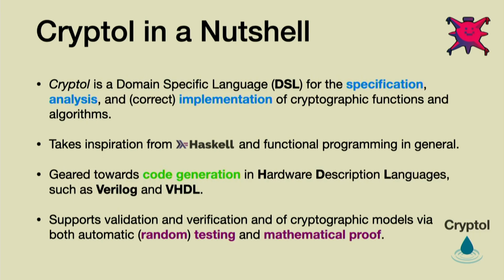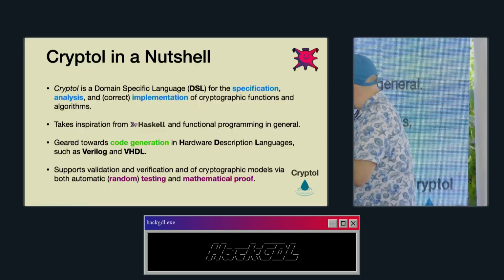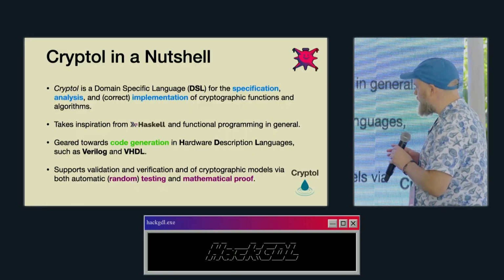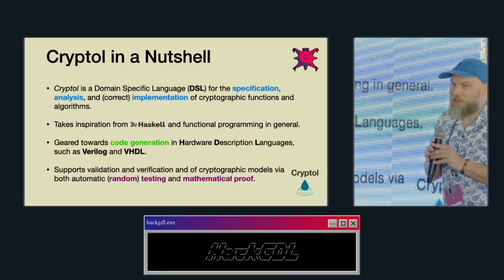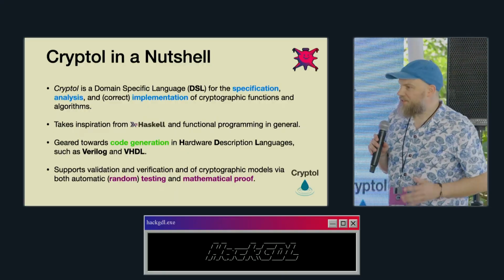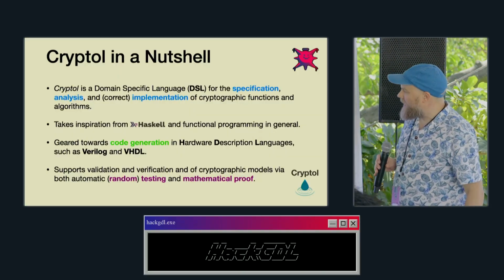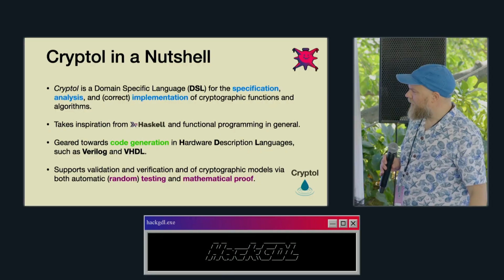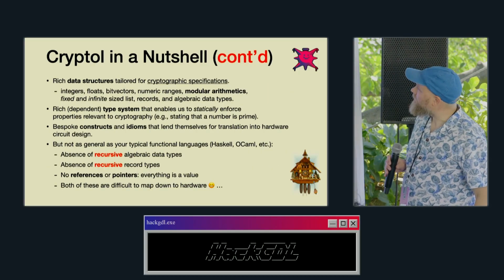And it supports validation and verification of cryptographic models, both by way of testing, so some kind of automatic random testing, and mathematical proof. This is really the interesting part, because you cannot always test everything. There's another slide later from Dijkstra, but if you really want to make sure that your algorithm is correct, testing might not give you that answer.